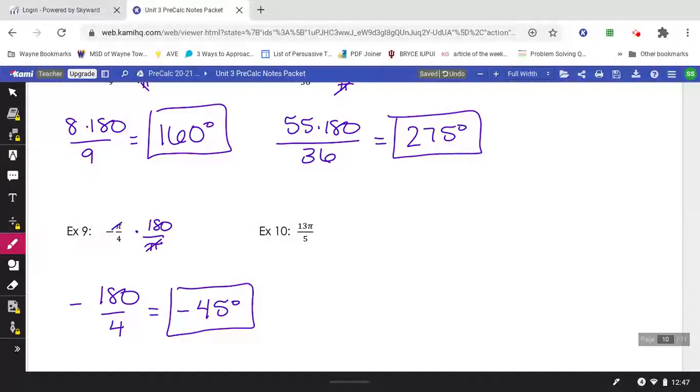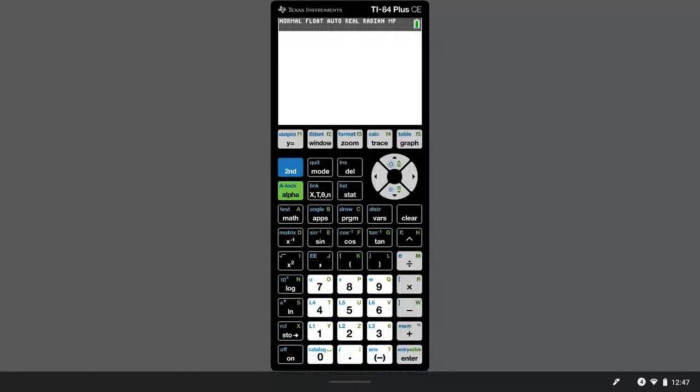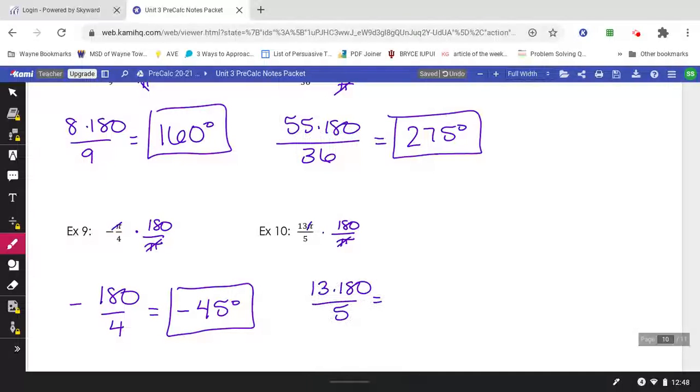And then our last one, example 10, 180 over pi. Cancel the pi's. 13 times 180 over 5. 13 times 180 divided by 5 gets me 468 degrees. That's over 360. That's okay. Just like we had negatives, we could also have numbers larger than 360. It just means that the person continued to move around the circle past the starting point. 468 degrees.